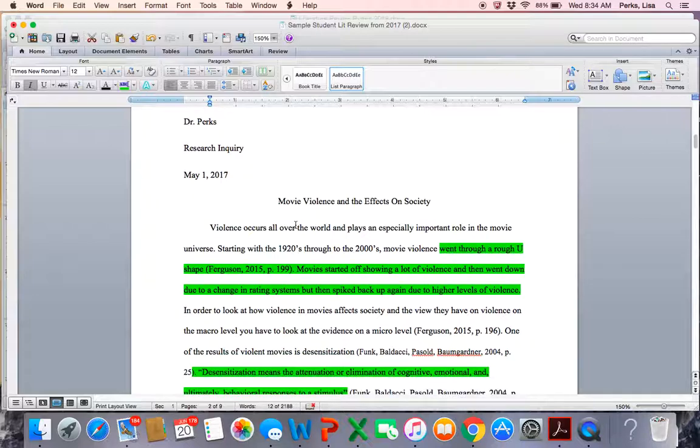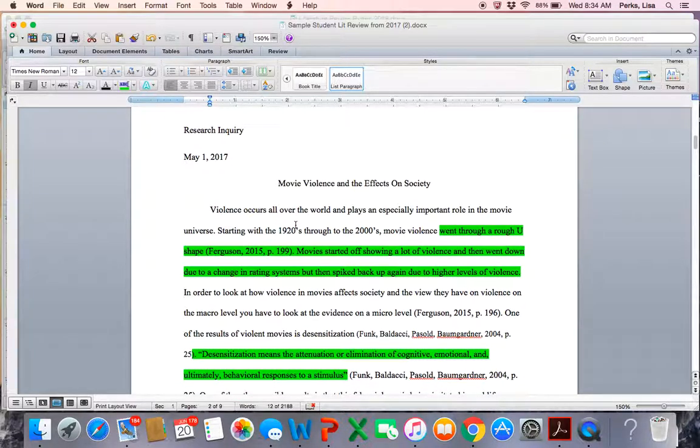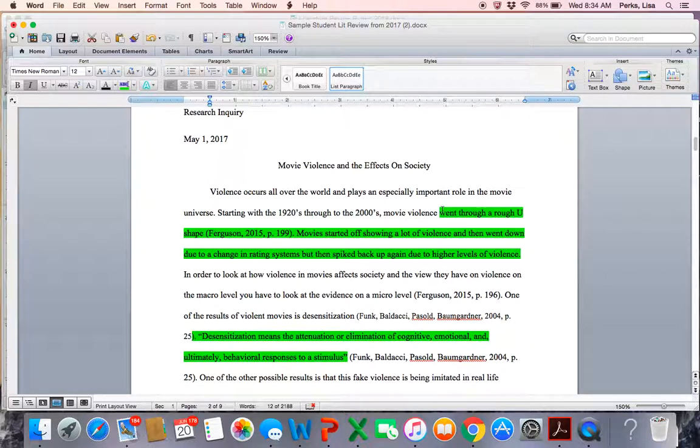But all of the big picture stuff, the really heavy revisions that change the quality of your paper, do note those. I went through a couple of things in Bob's paper and highlighted them just to remind myself to talk about them with you all. This first part, when he noted that movie violence went through a rough U shape, that doesn't make any sense, right? I think I know what he's talking about, but it makes sense when in the next sentence he clarifies what this is.